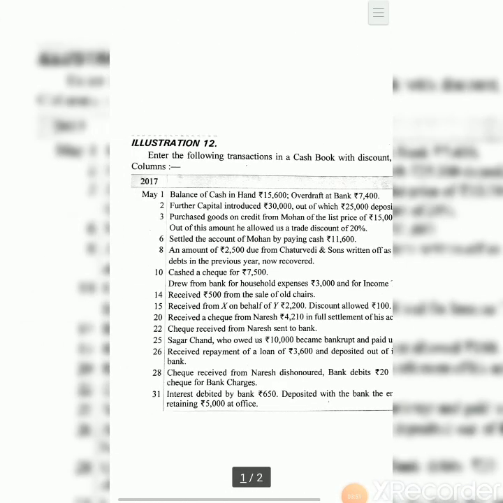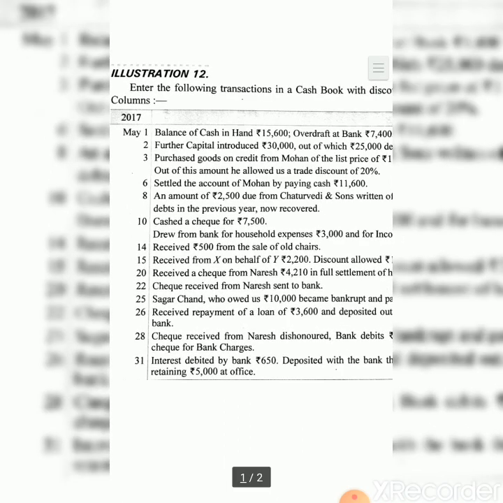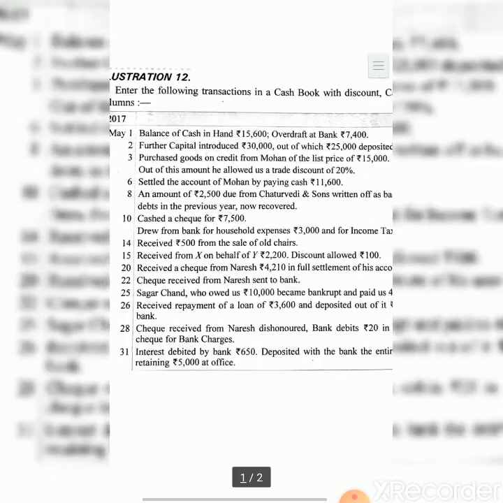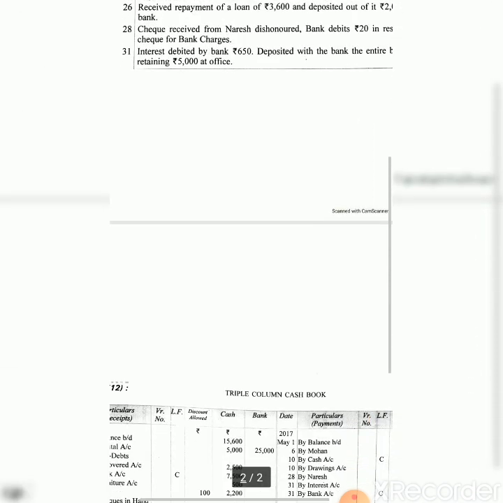Now let's see the next entry, that is an amount of rupees 2,500 due from Chaturvedi and Sons, written off as bad debts in the previous year, now recovered. Now what is the journal entry of this kind? In the previous year we had entered it as bad debts to Chaturvedi and Sons. That means Chaturvedi and Sons balance was written off totally, and that is not appearing in the books in the next year. So at this moment, a bad debts recovery journal entry is passed.